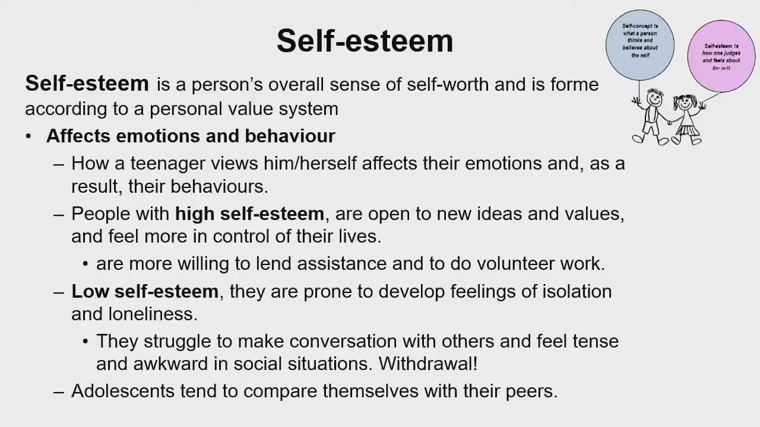So self-esteem is a person's overall self-awareness or sense of self-worth, and is formed according to the person's value system. This self-esteem affects emotions and behavior. So how a teenager views him or herself affects their emotions, and consequently their behavior. People with high self-esteem tend to be more open. They are more open to new ideas and values, and they feel more in control of their values. They are willing to assist, even to volunteer to do some work.